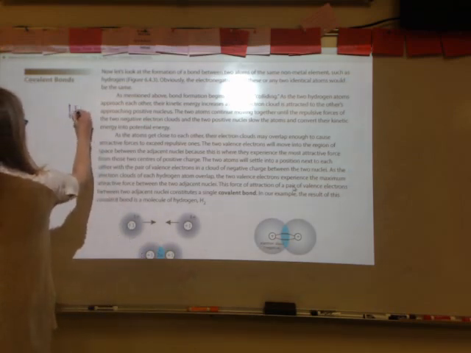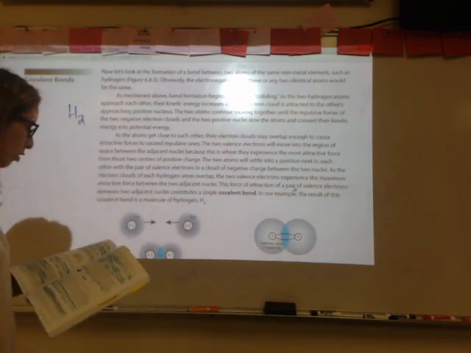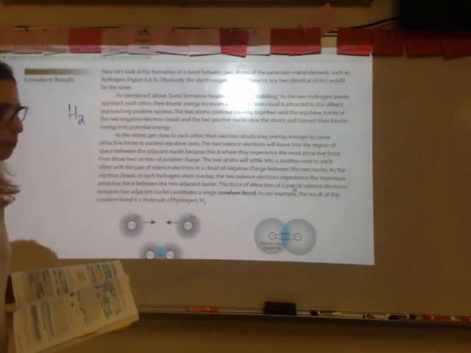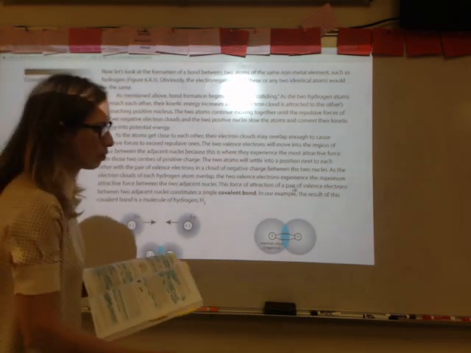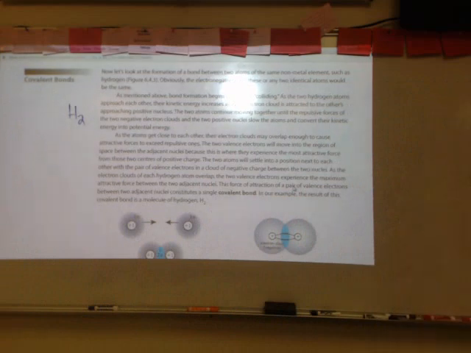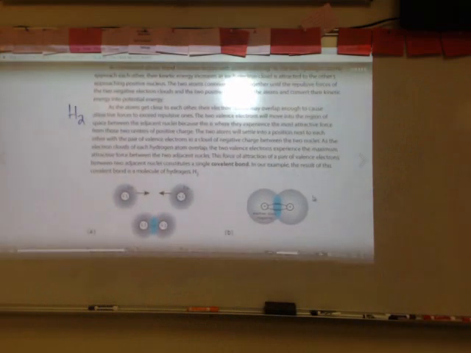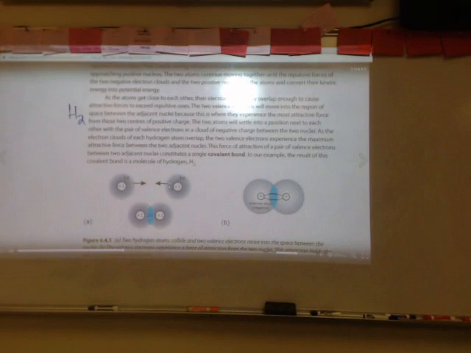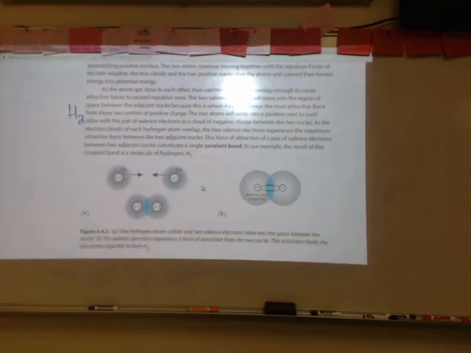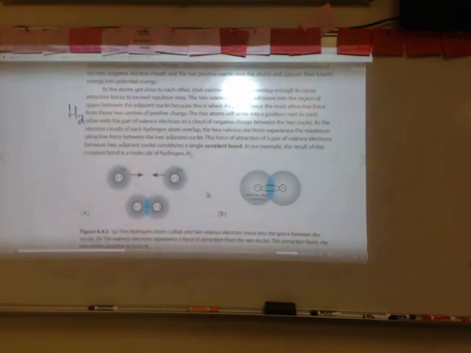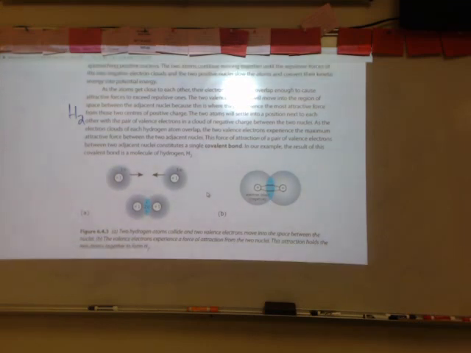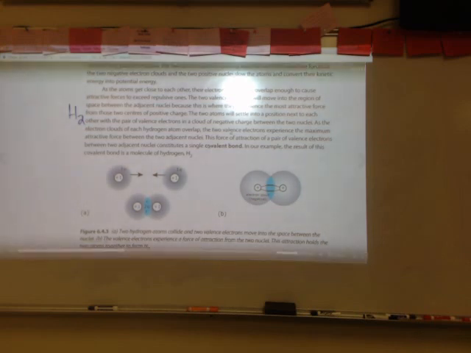We could use hydrogen as an example, which would be H2. How does a bond form in this case? Well, the two hydrogen atoms approach each other, and their kinetic energy increases as the electron clouds are attracted to the approaching positive nucleus in the other atom. The two atoms keep moving together until the repulsive forces between those electron clouds and the two positively charged nuclei slow them down, and their kinetic energy gets converted into potential energy.